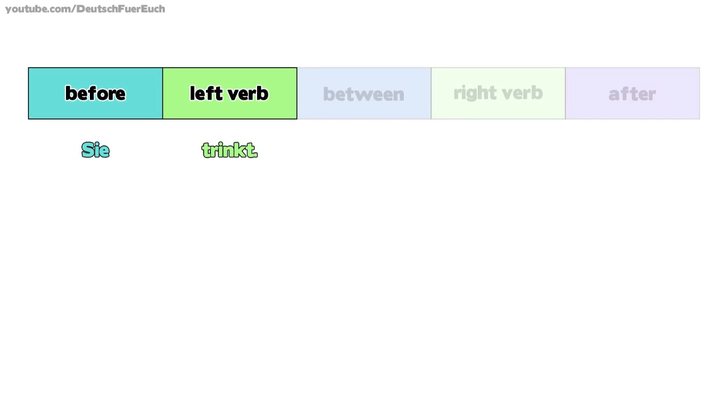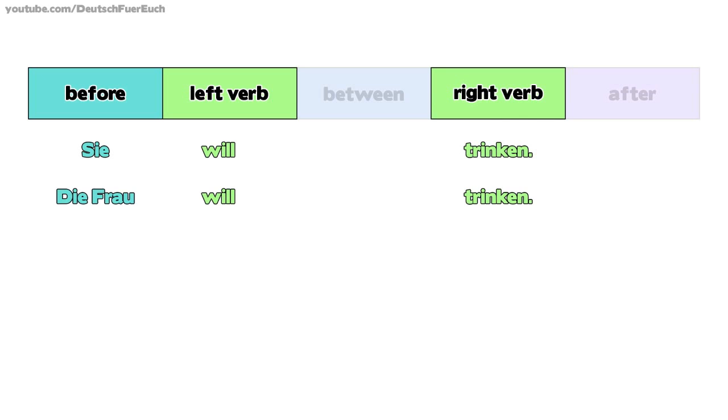I have three sentences here. Sie trinkt, so she's drinking. Then we have die Frau trinkt, so the woman is drinking. And then we have die junge Frau trinkt, so the young woman is drinking. Now, if in addition we also throw a Hilfsverb in there to get two parts of the predicate, we would have sie will trinken, die Frau will trinken, and die junge Frau will trinken.